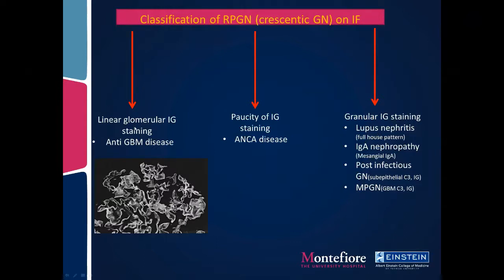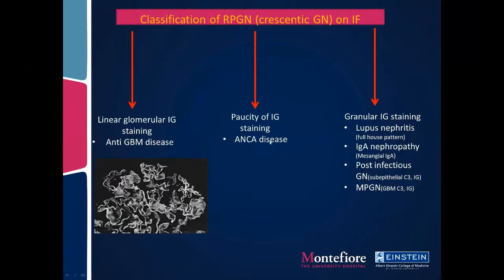So on the one side, you have linear staining of IgG. On the other side, you have granular staining of IgG. And in the middle, you have no staining or a paucity of IgG staining. So if you have light microscopy findings of severe inflammation and crescent formation, and on immunofluorescence, you don't see much staining, then those are the patients that have ANCA disease.